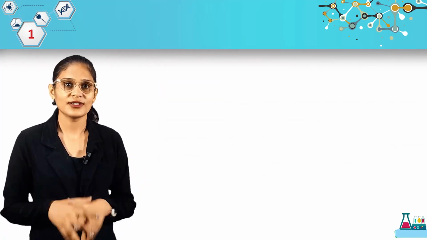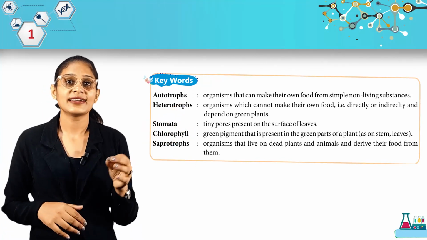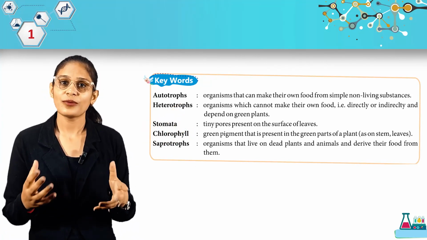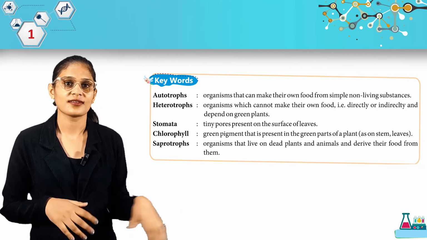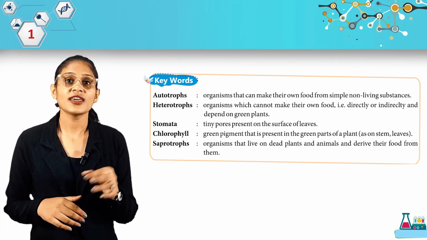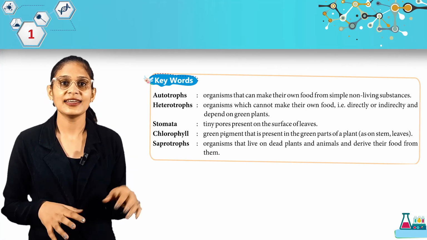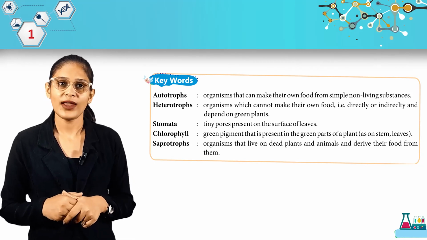Here are some keywords. Autotrophs: organisms that can make their own food from simple non-living substances. Then we have heterotrophs: organisms which cannot make their own food, that means they directly or indirectly depend on green plants.